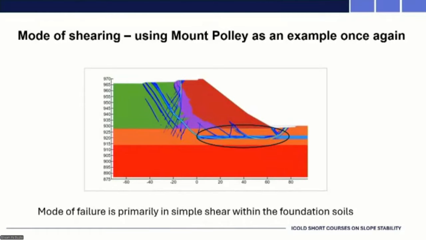And again, we can use Mount Polley as an example. So I took this out of the forensic report, and that oval shape is highlighting part of the failure surface from numerical modeling, where the loading is predominantly simple shear type loading. So why are we applying triaxial compression data to that part of the failure surface?